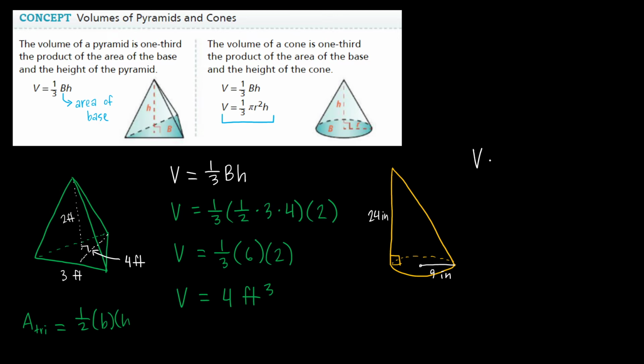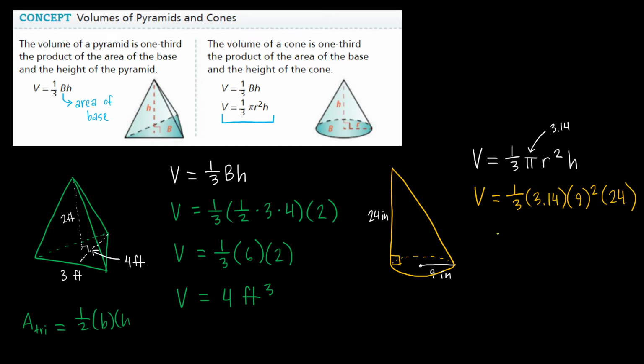And again, the volume of a cone, if we expand out that formula, is 1/3 times pi times the radius squared times the height. And in all of the problems you're going to see today, I'm going to use 3.14 for pi. So when we find the volume, let's substitute in what we know. We have 1/3 times 3.14 times the radius squared, so 9 squared, and multiplied by the height, which is 24.